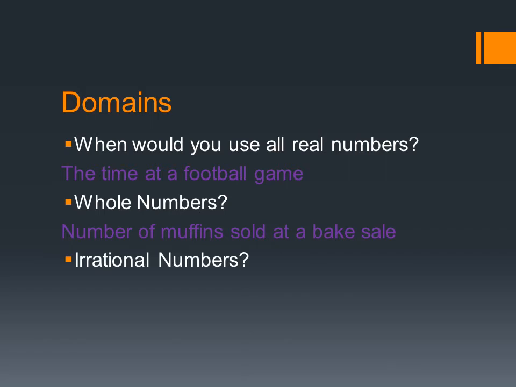Next, irrational numbers. Remember, irrational numbers are numbers that never end or repeat. They're usually square roots or, of course, pi. So in this case, I said the side length of a square that are not perfect squares. So they would all be a square root number.